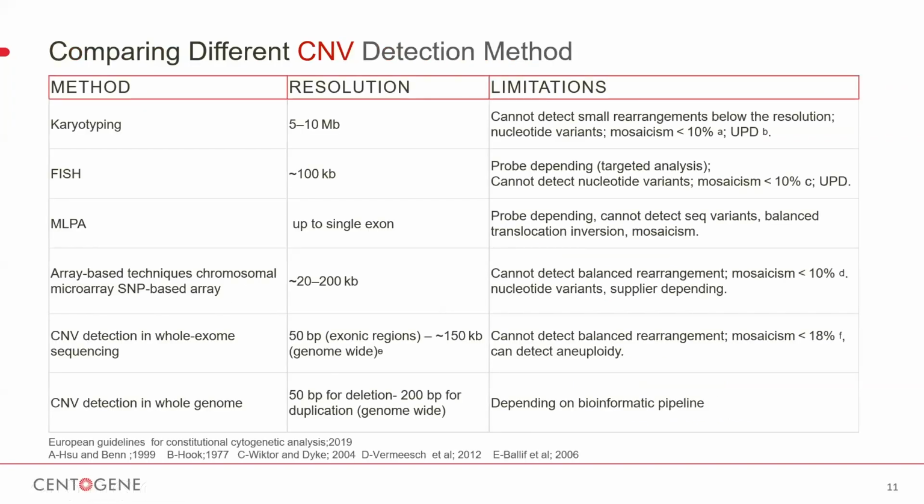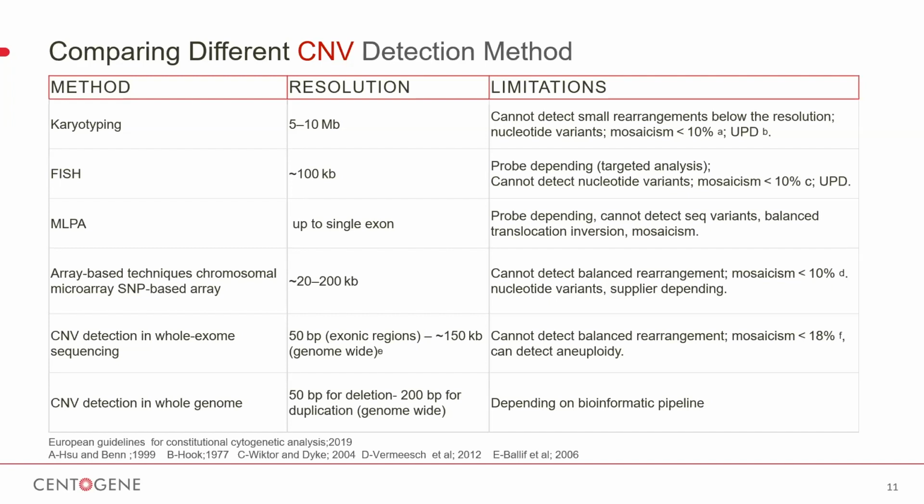So, comparing the different available approaches and tests for copy number variant detection, their different resolutions, and the limitations each test has. We start with the old and first innovative method, the karyotype, with a resolution of about 5 to 10 megabases. This cannot detect submicroscopic deletions or duplications below that resolution, and cannot detect single nucleotide variants, mosaicism less than 10%, and uniparental disomy.